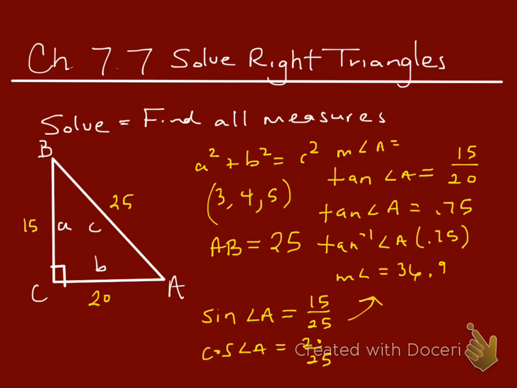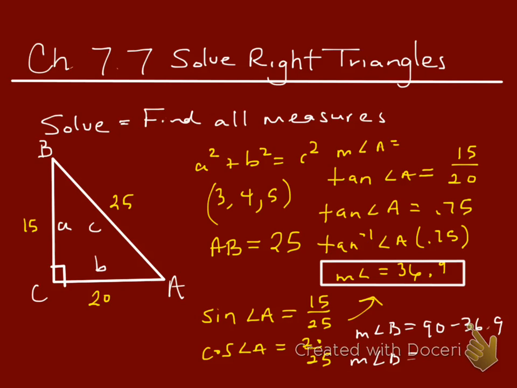Now once we have our angle A measure being 36.9, how would I get angle B? Well, it's very simple. The measure of angle B is equal to 90 minus 36.9, right? I know that those two angles are complementary, so the measure of angle B is going to be equal to 53.1. And so now every angle has been solved. I know A, B, and C, and I know every side, so this right triangle is said to be solved.